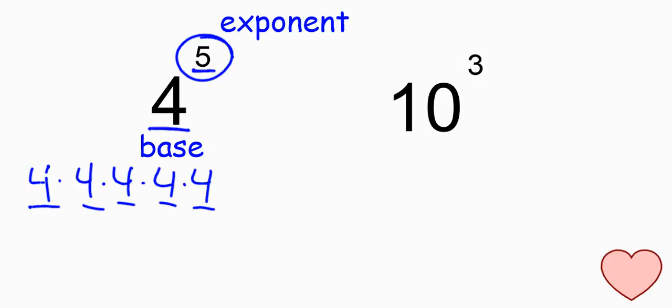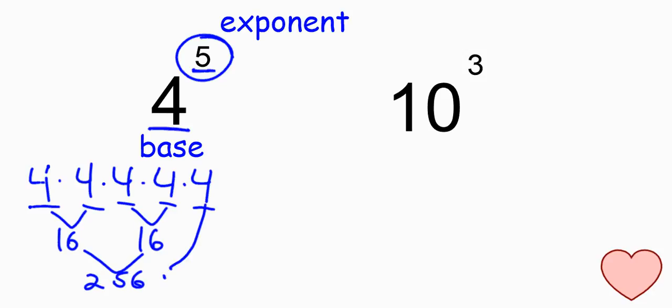5 4s. And so if we were to multiply all of that together, 4 times 4 is 16. 4 times 4 is also 16. 16 times 16 is 256. And then I pulled out my last 4 to get a final answer of 1,024. All right, so we have that process.